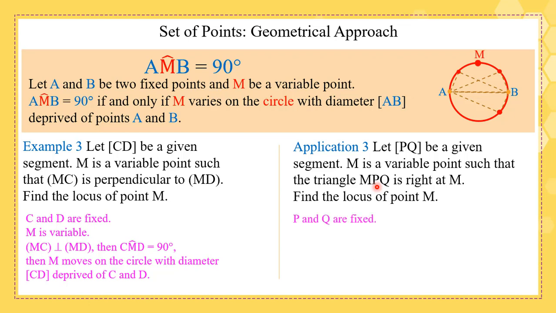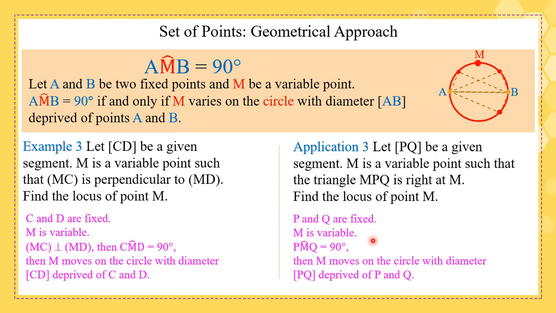Let's see. P and Q are fixed. M is a variable point. The relation PMQ is 90 because the triangle MPQ is right at M. So we can say from here that M moves on the circle with diameter PQ deprived of the 2 points P and Q.